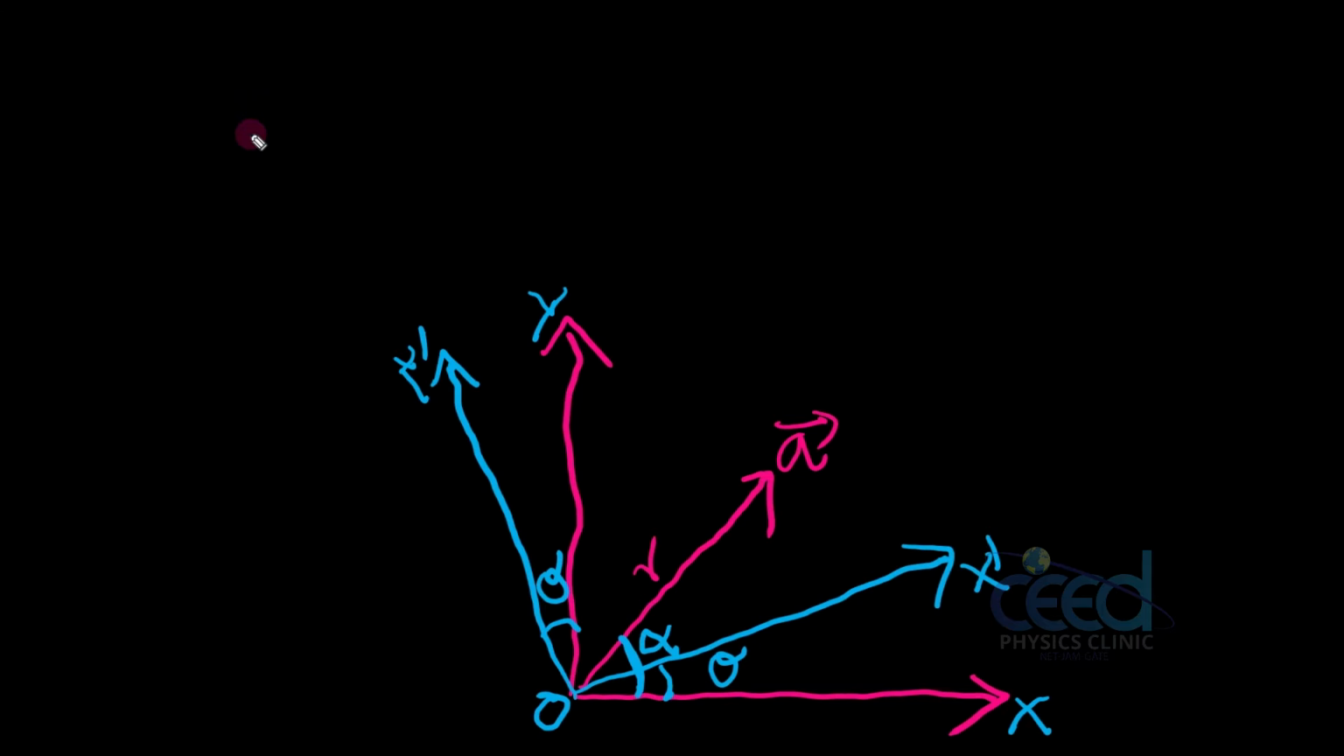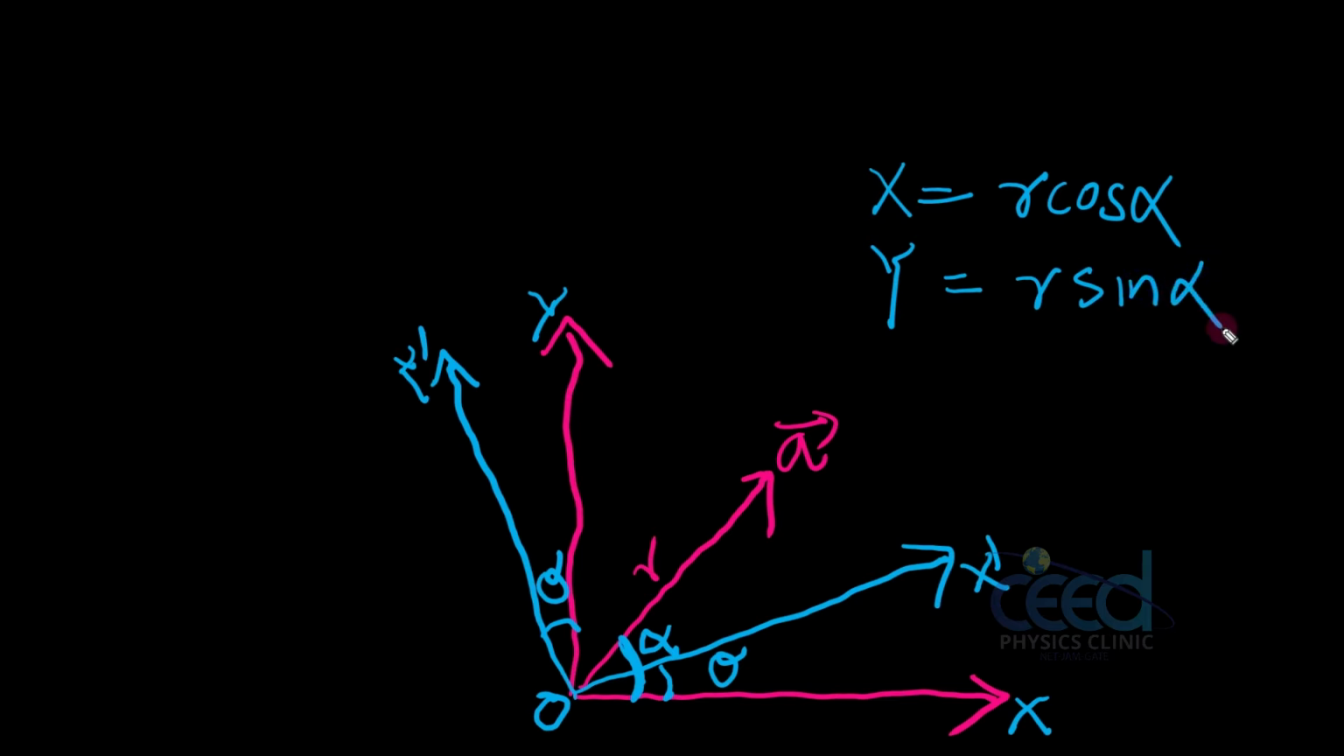Now you can see from this I can write x is equal to, what is x? This angle is alpha, so this x-axis is the adjacent side of this alpha, so I can write this as r cos alpha, right? r cos alpha. Similarly, from the same I can write the opposite side y as r sin alpha, right?